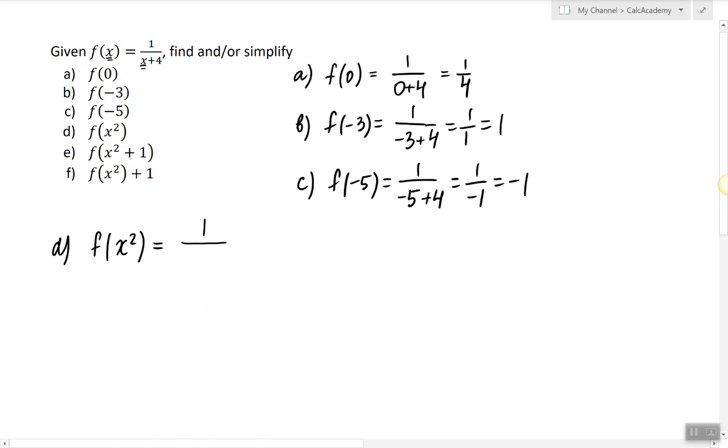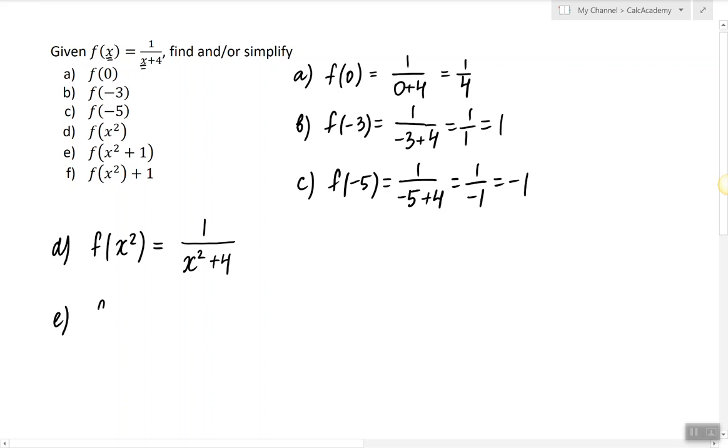We simply replace x in the definition of the function with x squared. So this variable expression is the output when the input is x squared. So we label it as f of x squared.